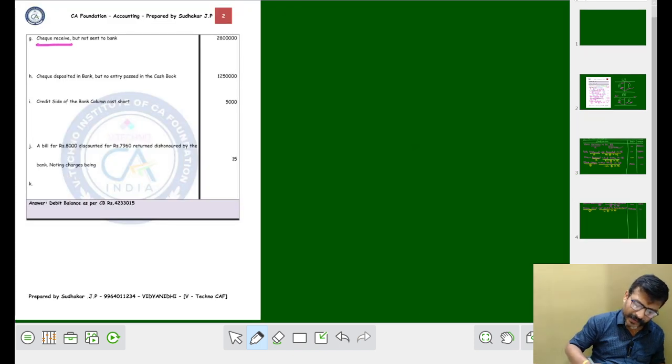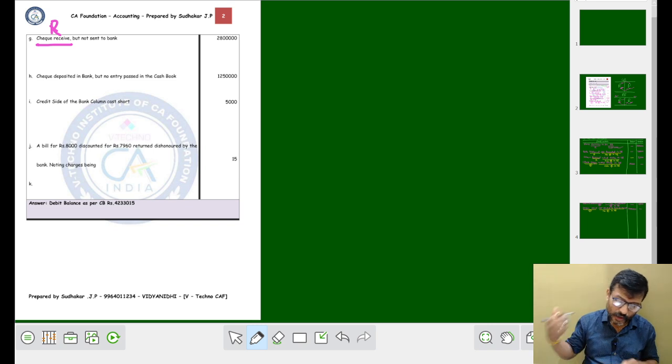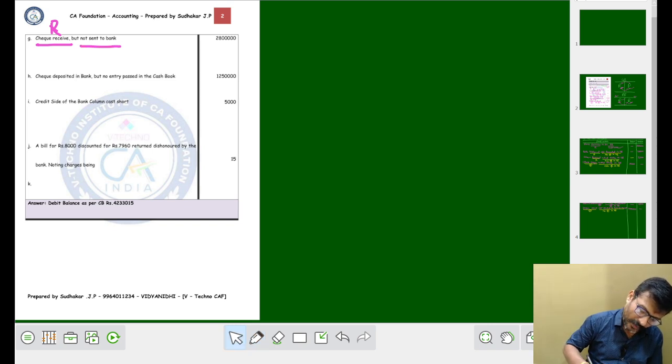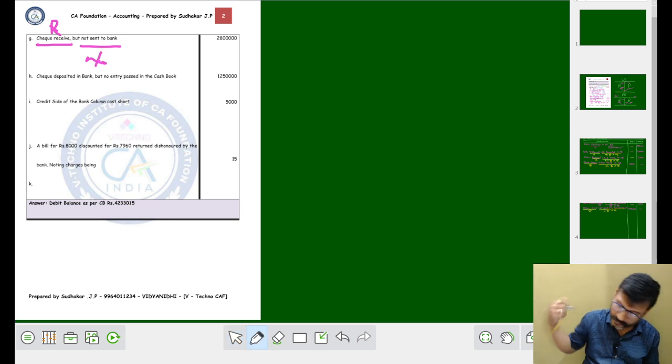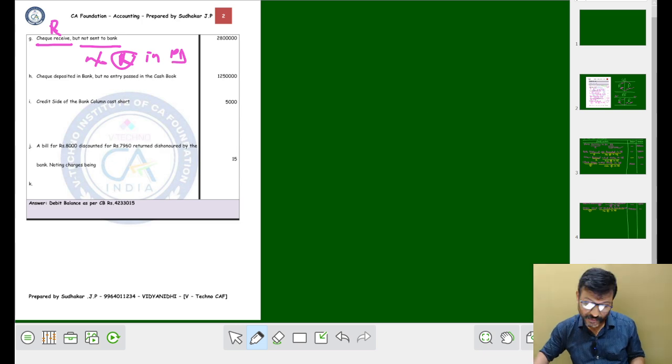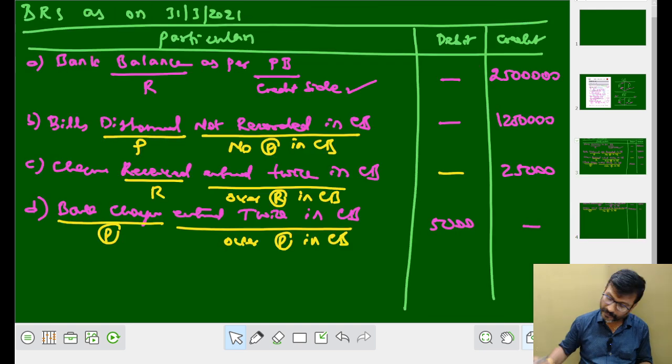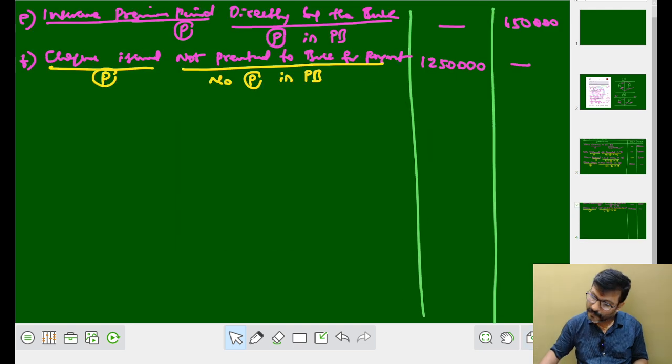Checks received means receipt. Checks received means what? Receipt. But not sent to bank. What do you mean by not sent to bank? We can say that no receipt. Where? No receipt. In which book? In passbook. So let us write, what is the point number here? G.